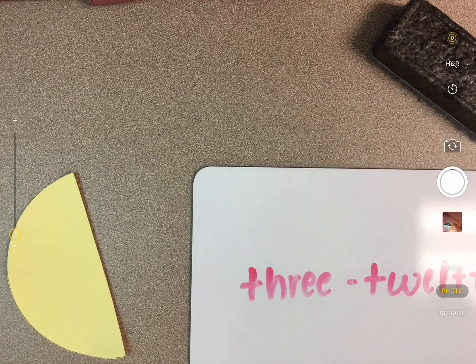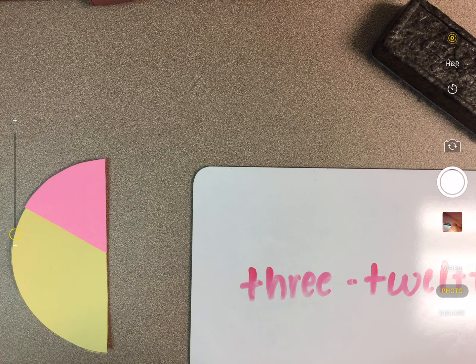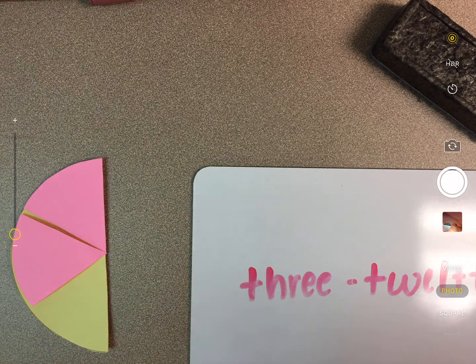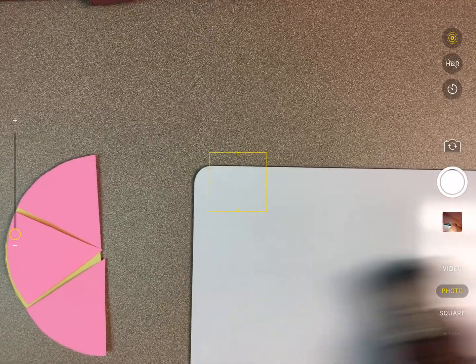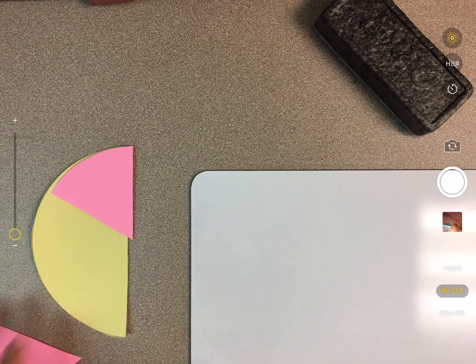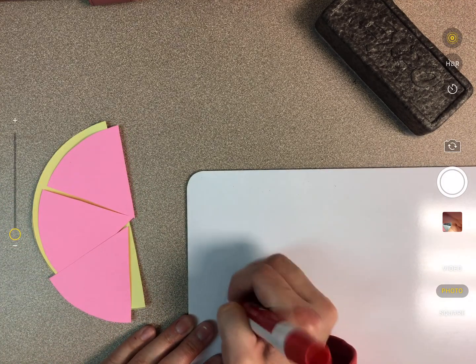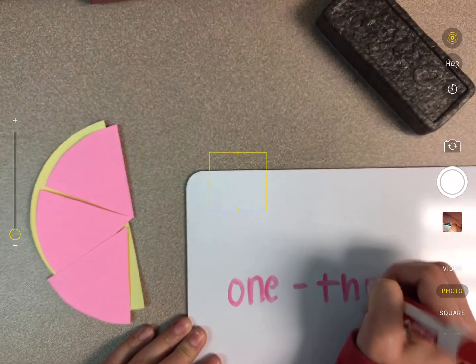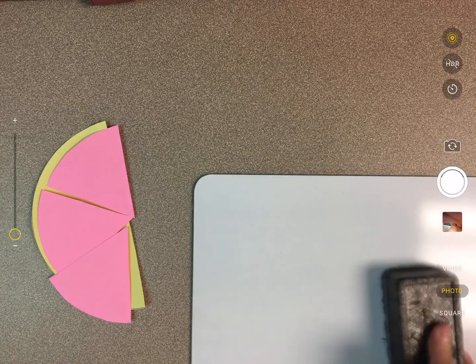Okay, so now I want to know, if you have your yellow piece as your whole, what is the value of 1 pink. Remember, you might have to grab all of the pinks and see how many it takes to fill up my yellow. So I know that it takes 3 to fill up my yellow. And I want to know what is the value of 1 pink. So this is 1 of my 3. So did you write 1/3? Good job.